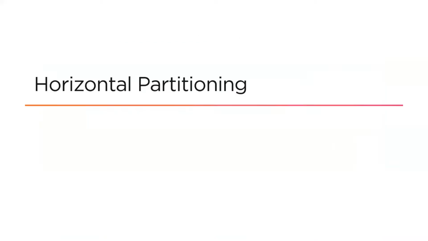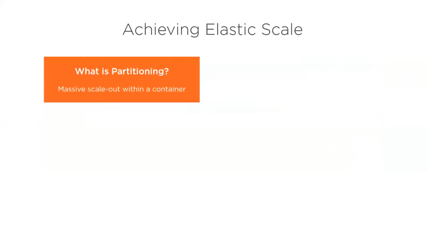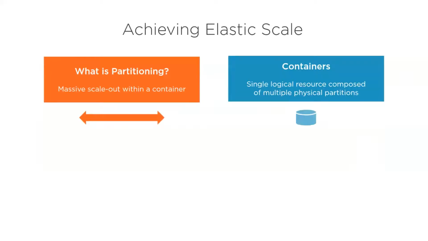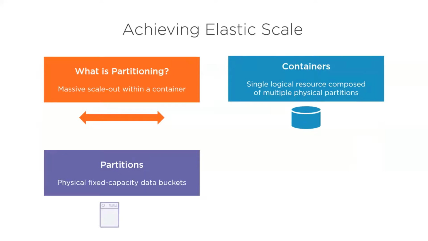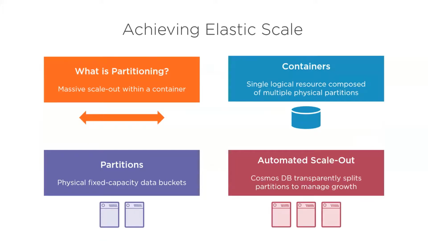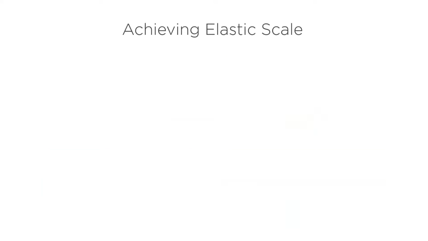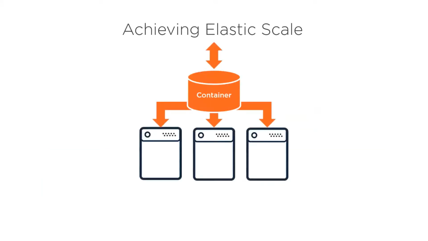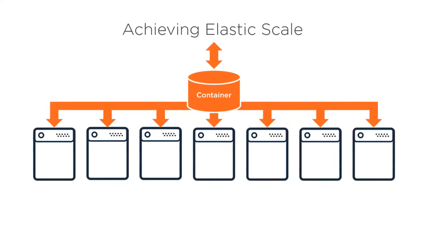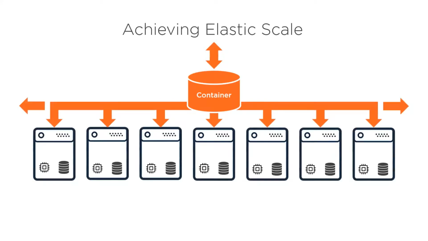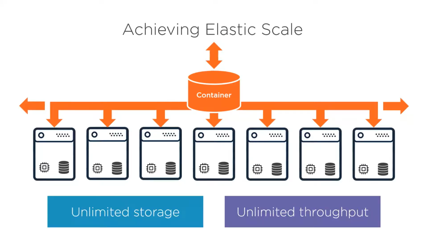So horizontal partitioning is a super important concept of massive scale out within a container. We store data in a container, but behind the container, there are these physical partitions. And they scale out automatically, meaning Cosmos DB will split the partition just to make your container grow. So you just have the one container, but behind the container, there's a cluster of physical partitions, and they just get added and added and added. And each one's got its own disk and CPU. So effectively, you get unlimited storage and unlimited throughput.